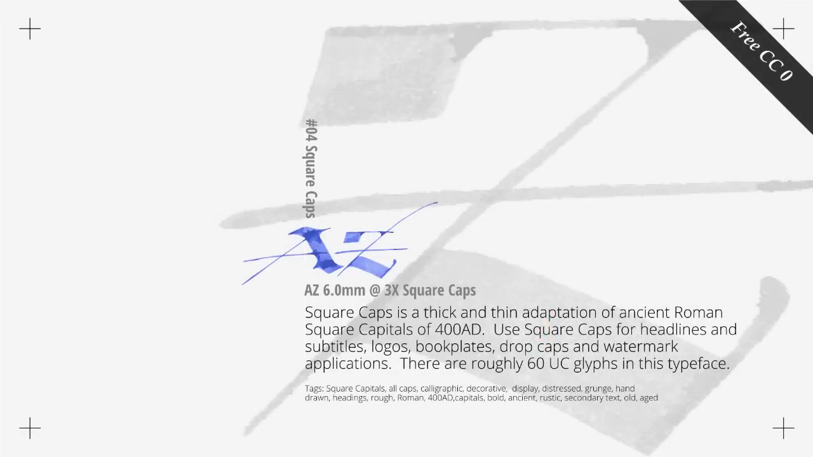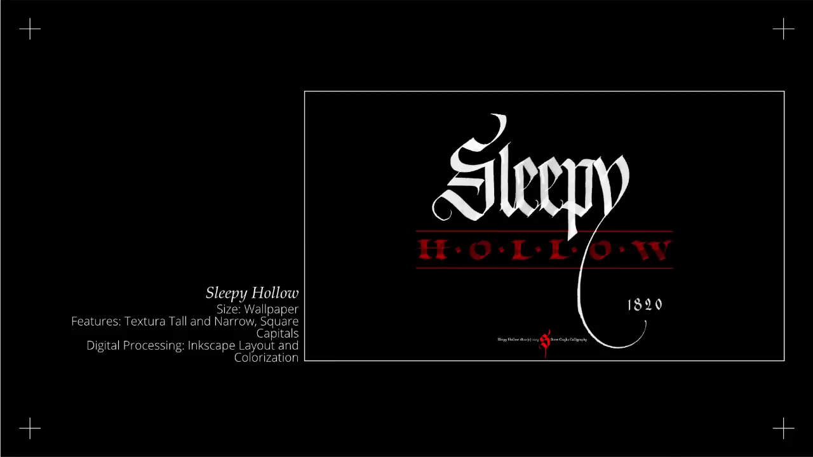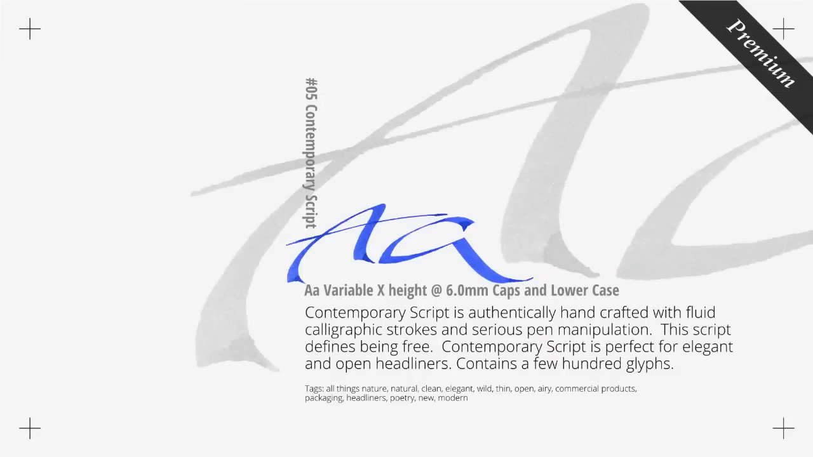Number 4, Square Caps. Square caps is a thick and thin adaptation of an ancient Roman square capitals of 400 AD. Number 5, Contemporary Script. Contemporary script is authentically handcrafted with fluid calligraphic strokes and serious pen manipulation. This is one of the most elegant calligraphic scripts I've ever seen, and it has such an excellent fit with all things natural.